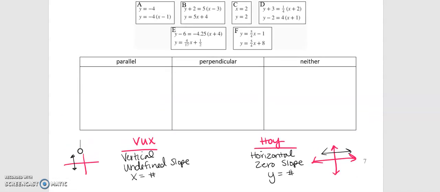So as we look at our first example here, this y equals a number, that means it's a Hoy line, or a 0 slope. And then this one has a slope of -4. So those would definitely be neither, because they're not the same and they're not opposite reciprocals. This one has a slope of 5 and this one has a slope of 5. So those would have to be parallel.